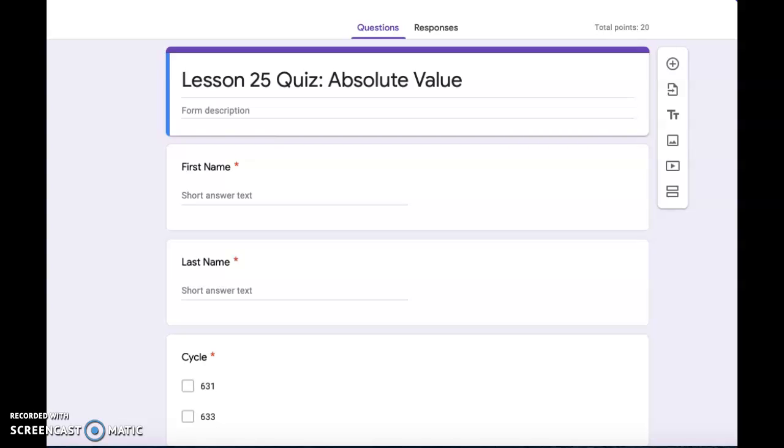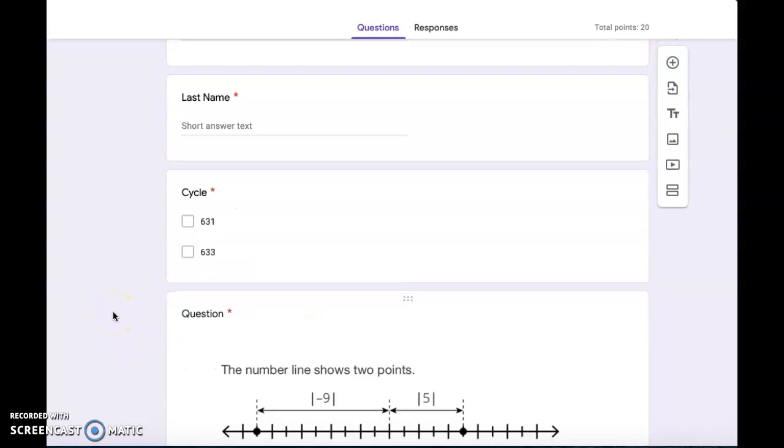Lesson 25 quiz, absolute value. First, type your first name in the box here. Next, type your last name in the box here. You will now select your cycle number.